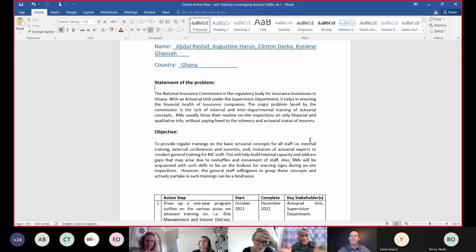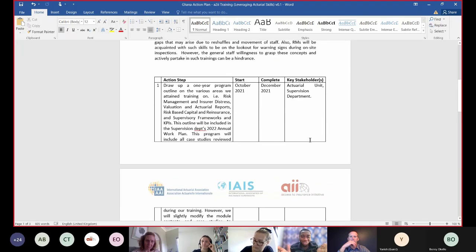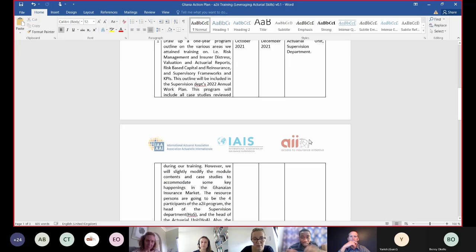And our basic plan is to organize a series of training for the staff to make sure this is realistic. We are going to spread this throughout the whole year, but we are going to spend the first 3 months developing an outline for this training. And this will be mainly focused on the key modules that we understudied: the risk management and insurer distress, valuation and actuarial report, the risk-based capital and reinsurance, and supervisory frameworks and KPIs. The reason being that these are things that are peculiar to our insurance industry.